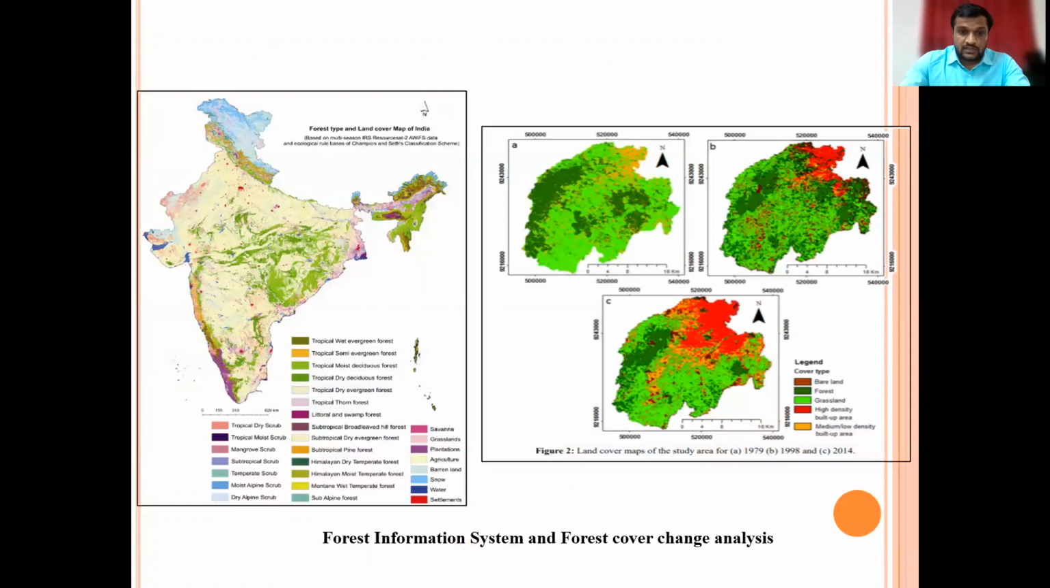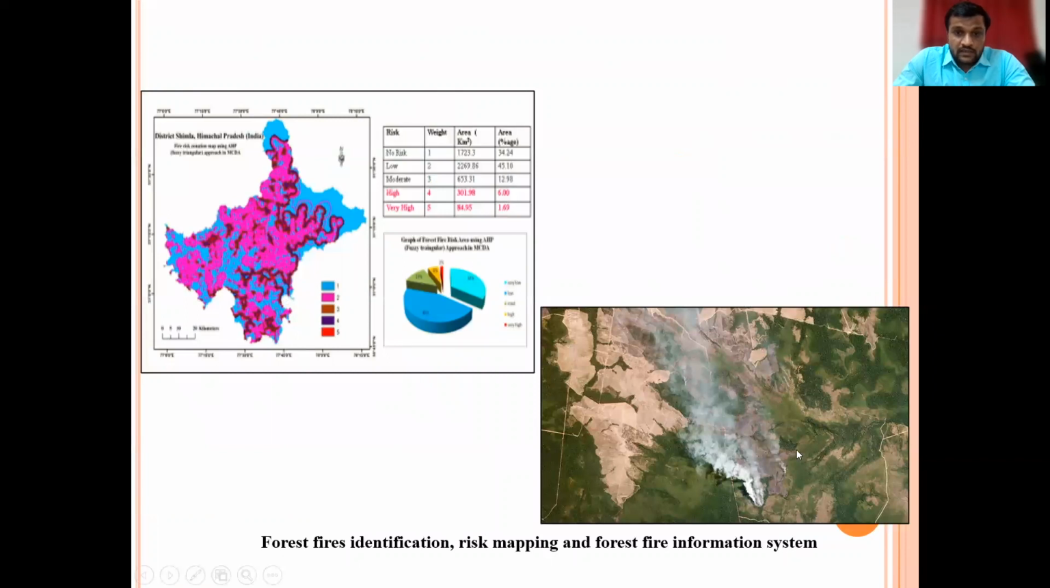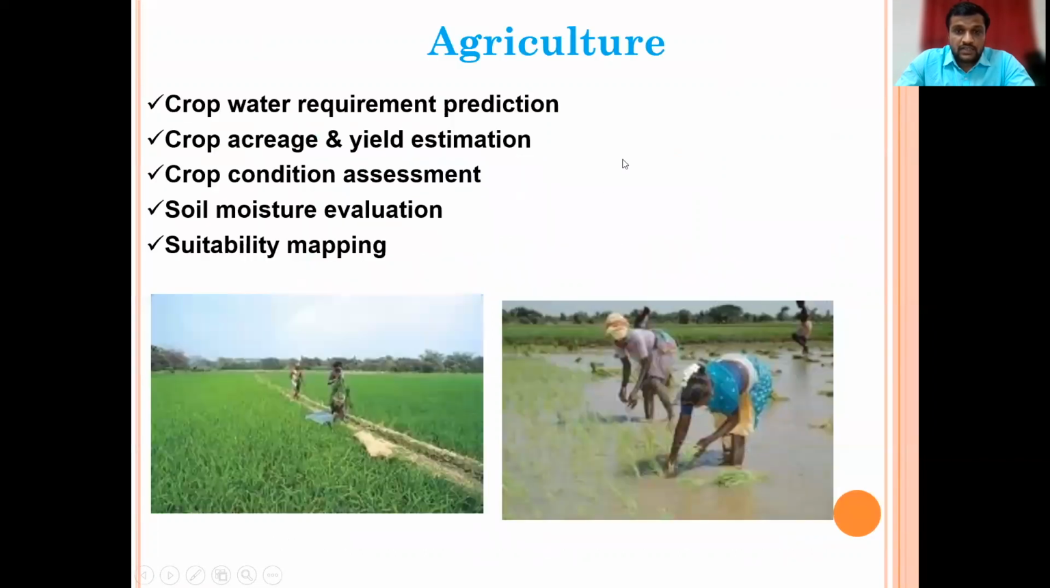A forest fire information system can be developed using the datasets from the remote sensing and GIS approach for better planning and mitigation strategies in case of a forest fire event. So there are wider applications in forest, a very important component of our environment. This is another case study where we have identified forest fire risk mapping, and a forest fire information system can be developed.